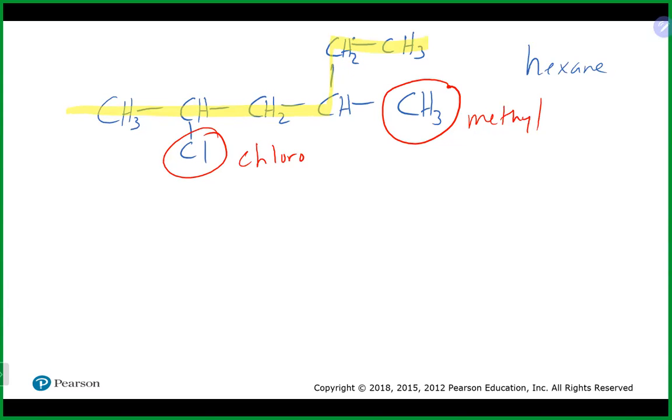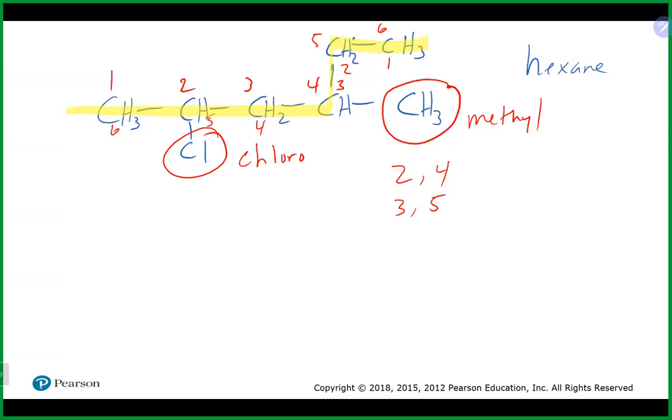What's left is the numbering part of it. So we can number left to right, 1, 2, 3, 4, 5, and 6, which means as we go left to right, we have a group at 2 and 4. If we number right to left, 1, 2, 3, 4, 5, and 6 in terms of the carbons, we would have groups at 3 and 5.